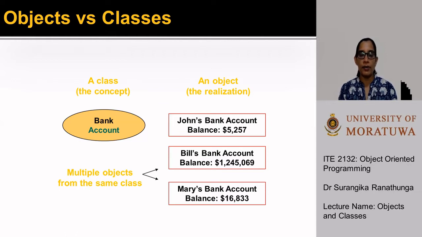So whenever you create an object, that object is unique. It is different from all the other objects that are created from the same class. And remember, even if two objects have the exact same state, that means exactly the same information, still they are two different objects.